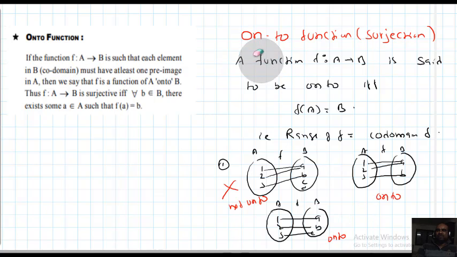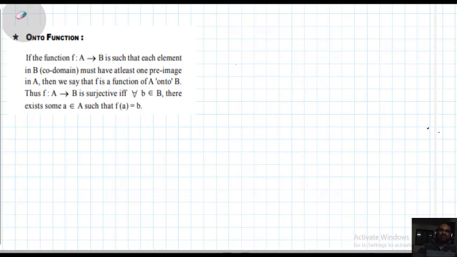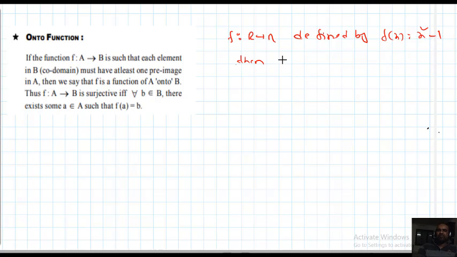So in this way you can test. If a rule is given, how to find that is important. Rule is given: f maps R to R defined by f of x equal to x square minus 1. Then prove that f is not onto. How to prove theoretically, that is important.